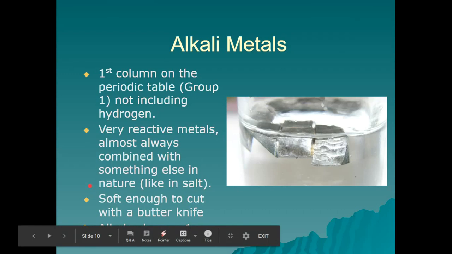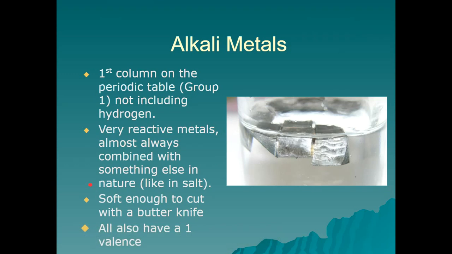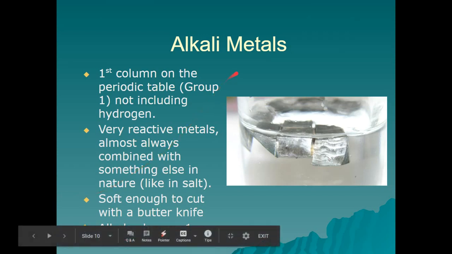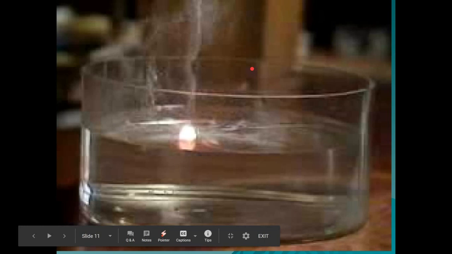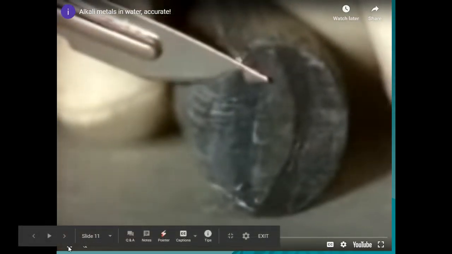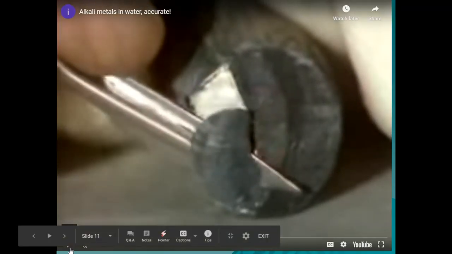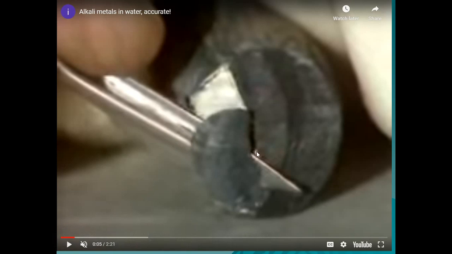They're soft enough to cut with a butter knife. You'll see that in class. And all, again, like I said before, have one valence electron. Here's a video. There's a video of it. Here's a video of cutting an alkali metal. And you can see how he just takes a stiffer blade to cut through it.